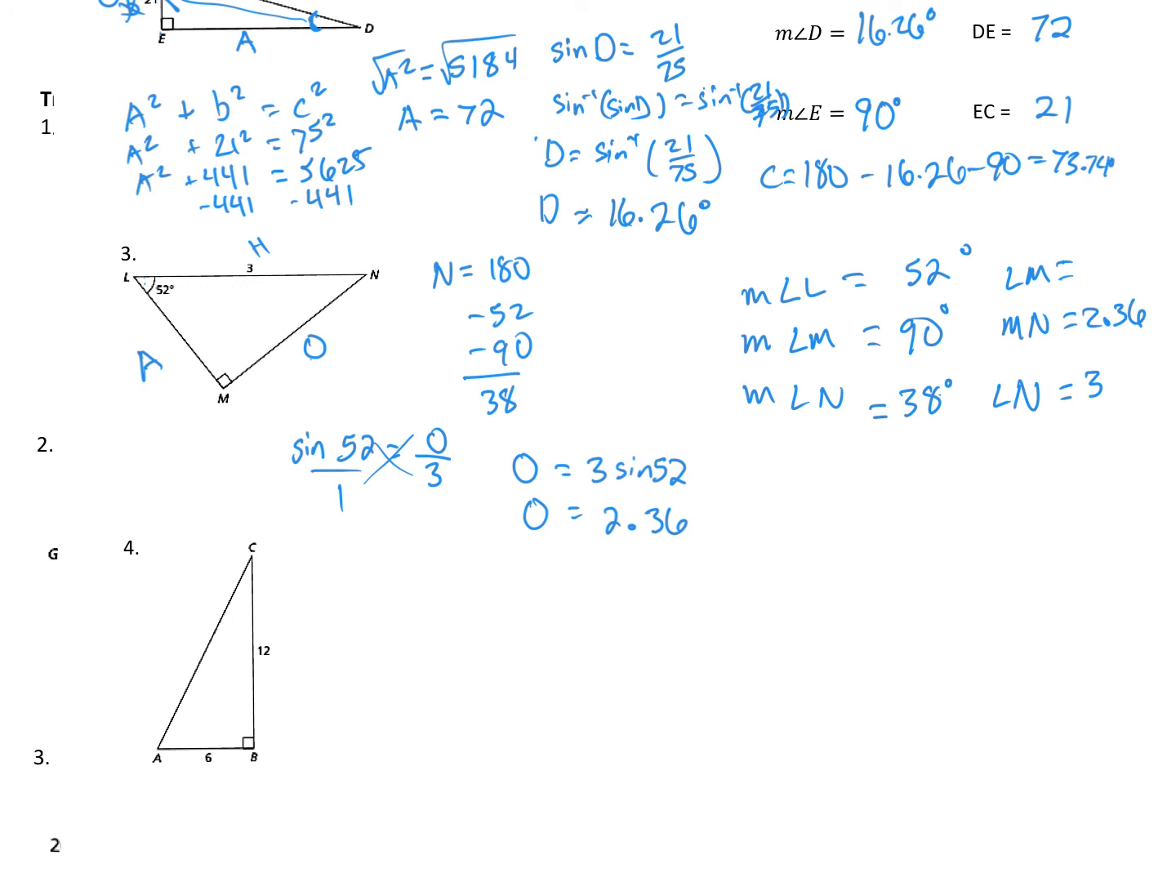So my opposite, which is MN, is 2.36. I can use the Pythagorean theorem now, or I could use another trig function. So I'm going to use cosine. So here I know that cosine of 52 must equal the adjacent over my hypotenuse, which is 3. So if I cross multiply, my adjacent must equal 3 times the cosine of 52, which gives me about 1.85. So this is 1.85.